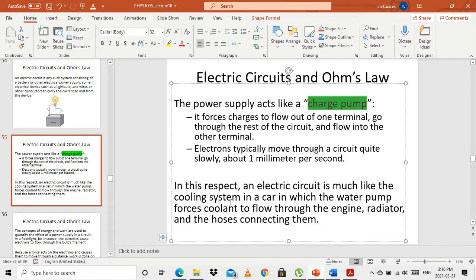So in this respect, an electric circuit is much like a cooling system in a car in which the water pump forces coolant to flow through the engine, radiators, and hoses. Okay, I don't really think that's the greatest analogy, but you kind of get the point. So an electric circuit, it's just going through the entire system. Okay?